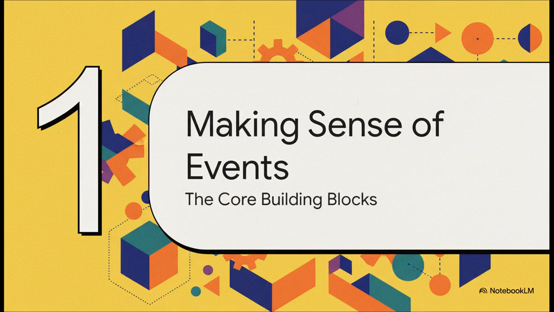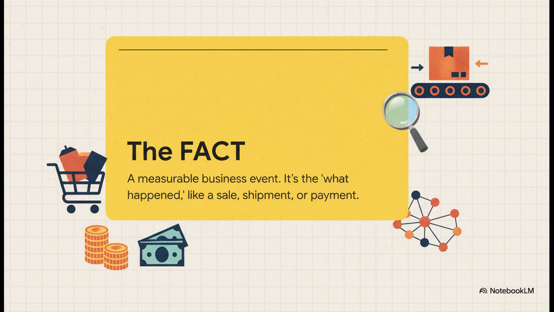Okay, so to analyze these events, we first need to kind of deconstruct them, right? We've got to break them down into their core building blocks. So the first building block is the fact. Now, this represents the core event you want to measure. It's the action. It's the what happened. A sale happened. A shipment went out. A payment was made. That's your fact.